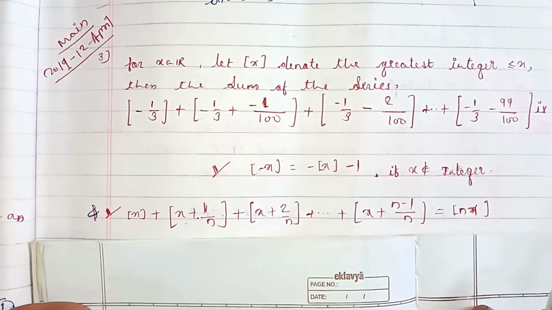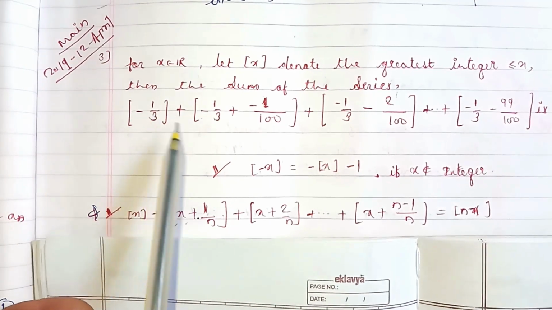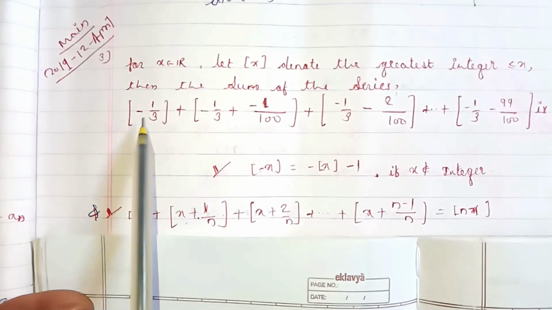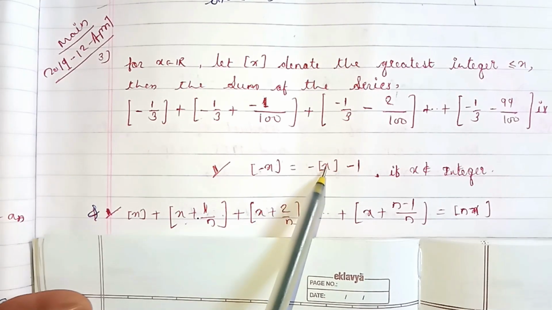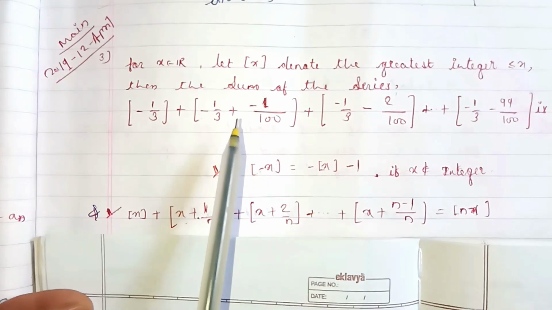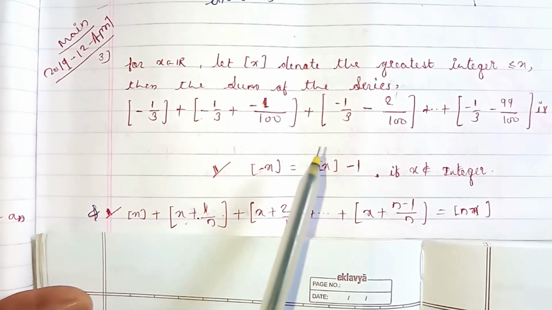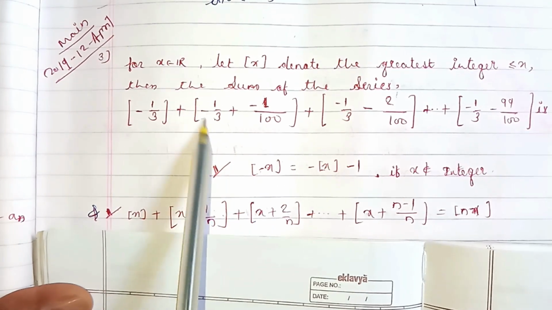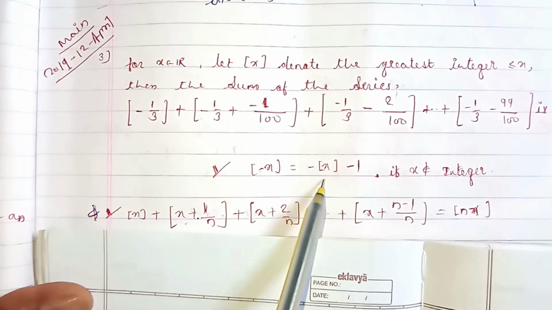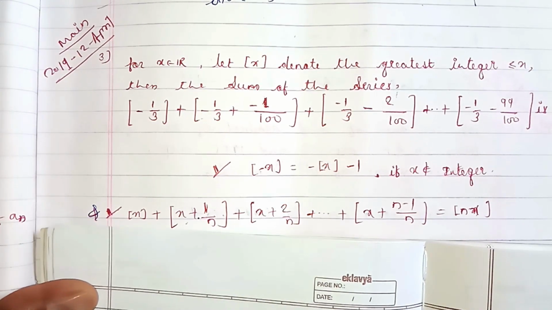So let's get started with our solution. We have a series, so try to compare that series with our result. The greatest integer function of negative 1 by 3, we write as negative of the greatest integer function of 1 by 3, minus 1. Similarly, do it here for the greatest integer function of negative 1 by 3 plus 1 by 100. Consider the whole term as x, so taking the negative common, we write it as negative of the greatest integer of 1 by 3 plus 1 by 100, minus 1.